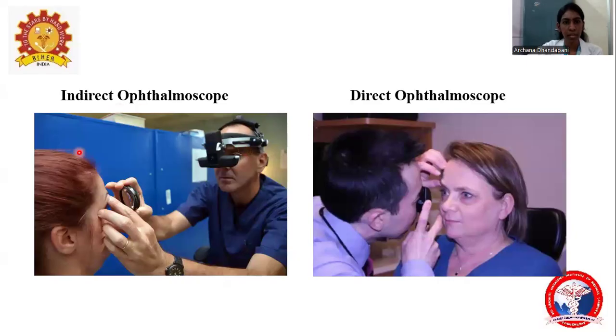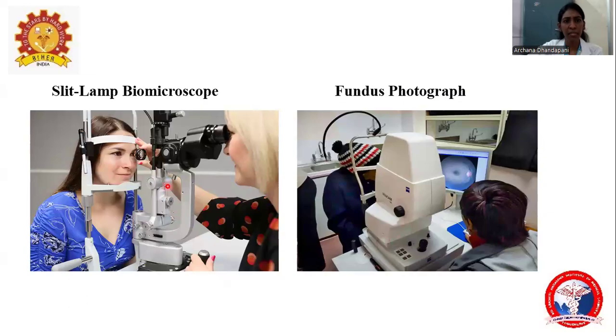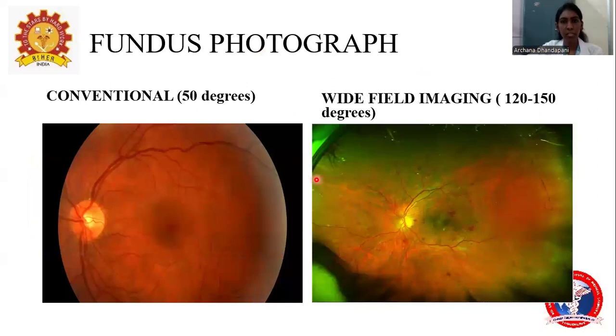So the left side image shows how we do indirect ophthalmoscopy, whereas this one shows the direct ophthalmoscopy. And with the help of the slit lamp biomicroscope and 90D lens, we can visualize the retina. And this one is a fundus camera, which we can use to capture the image of the retina in a dilated or undilated patient. So the fundus photograph could be a conventional 50-degree.